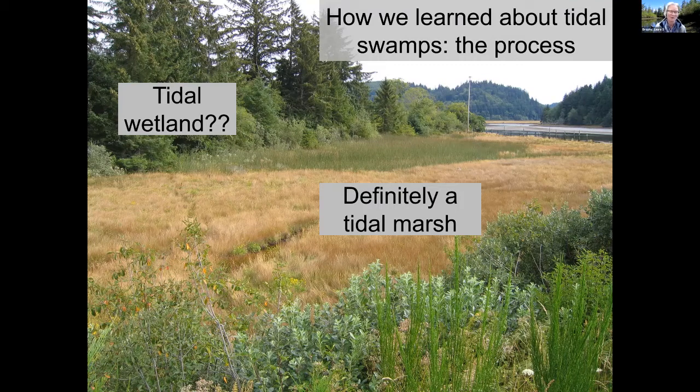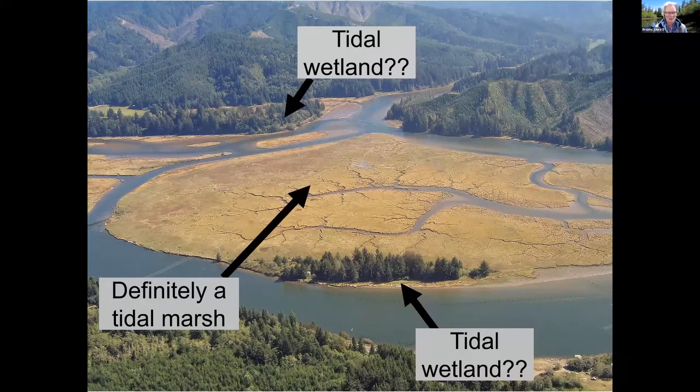Here's another example from Cox Island in the Siuslaw. That's a Nature Conservancy preserve. And you can see a big grassy tidal marsh in the middle. It's clearly a tidal wetland. But what about those forested edges? Are they tidal wetlands too? And it gets even harder to figure this out when you're in an altered landscape.